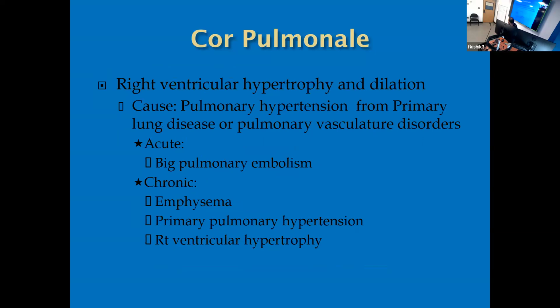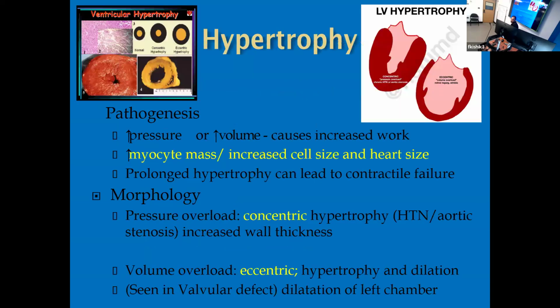So cor pulmonale is end-stage right-sided heart failure. Right ventricular hypertrophy, it's dilated, causes pulmonary hypertension from primary lung disease or pulmonary vascular disorders, a big PE, CTEPH. Chronic group 3, pulmonary hypertension, group 1. Right ventricular, it makes sense now. All the types of pulmonary hypertension is really what right-sided heart failure is.